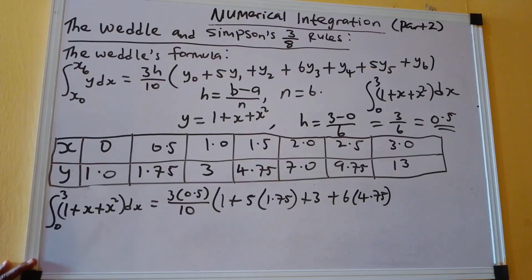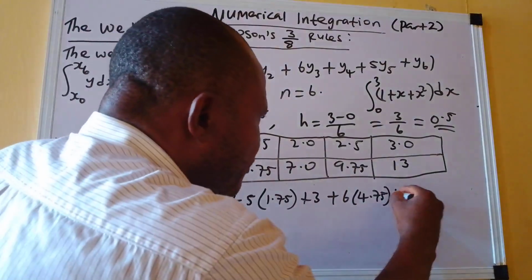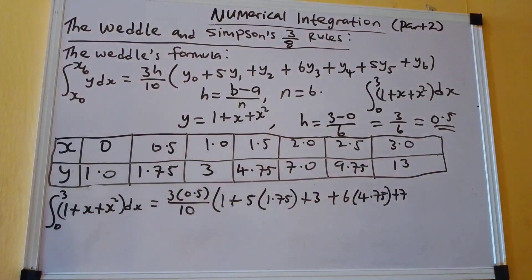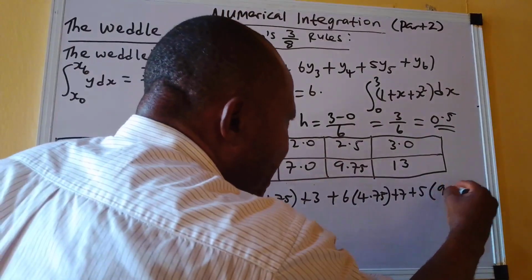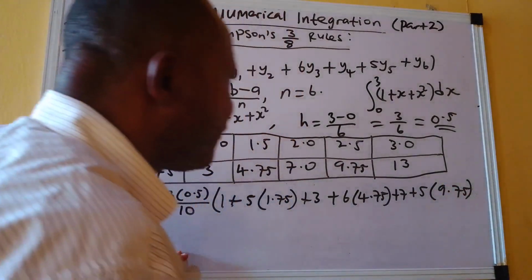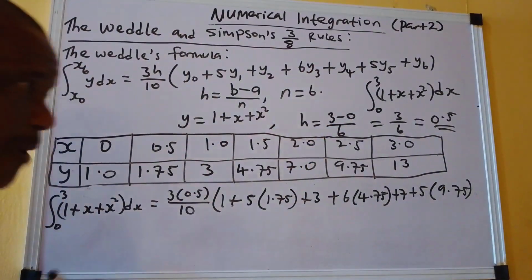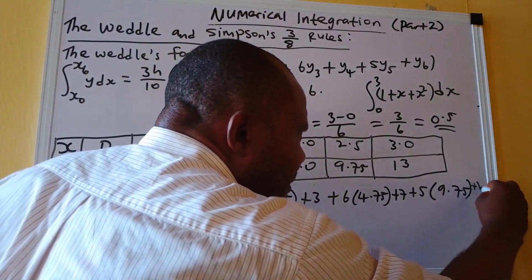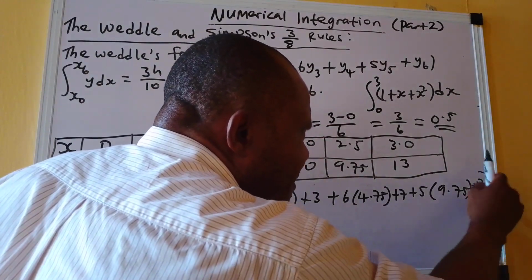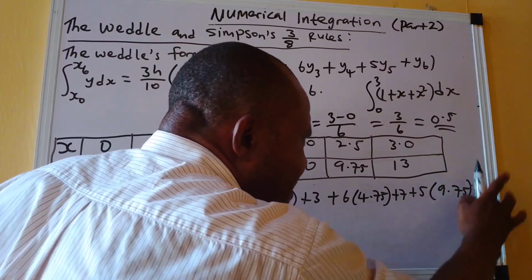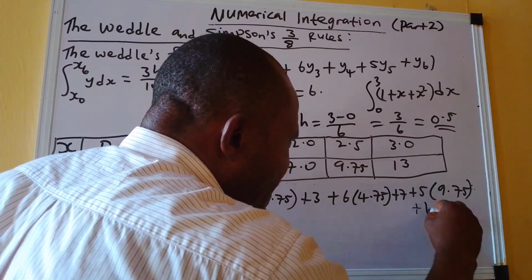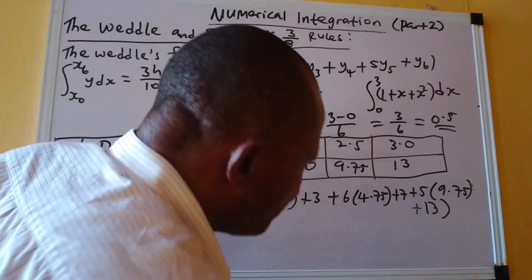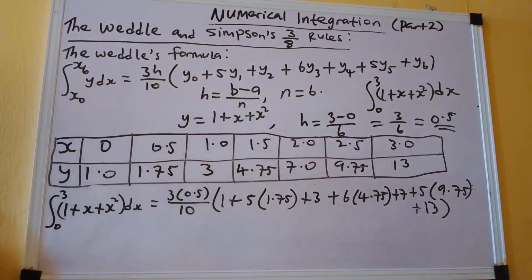Then the next one is plus y4. Y4 is 7. Then the next one is y5, plus 5 into 9.75. Then of course plus y6. Our y6 is 13. So you cover the bracket. Okay, permit me to write it here. You can have it like this, plus 13. Then you cover the bracket here.